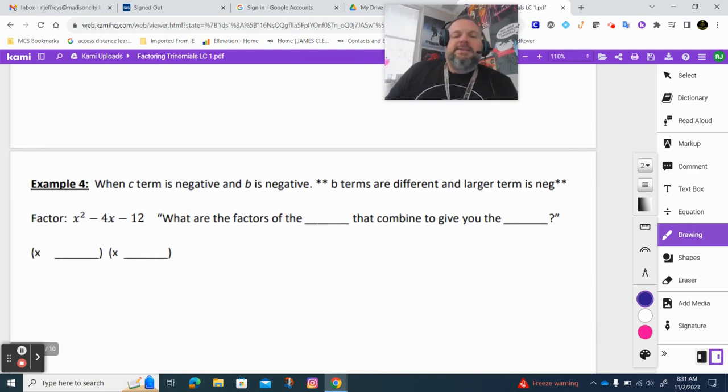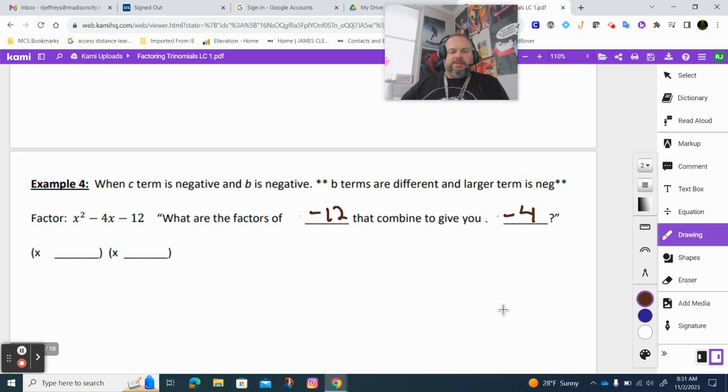C term is negative, the B term is negative. B terms are different, the larger number is negative. That's what I accidentally did a while ago. So, what are the factors of negative 12 that combine to give you negative 4?